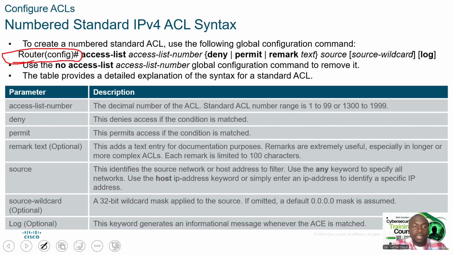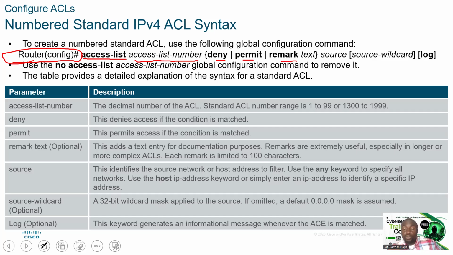Then the syntax is you will type the command access list. Then the access list number. Now, the access list number tells you whether it's going to be a standard access list or extended. But in this case, we're looking at the standard. So our number should be between 1 to 99 or between 1300 to 1999, right? So access list, then you specify the number. After that, you use the keyword. Either you use deny or you use permit, or probably you use remark.